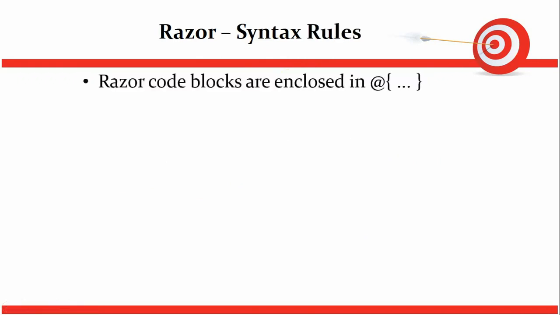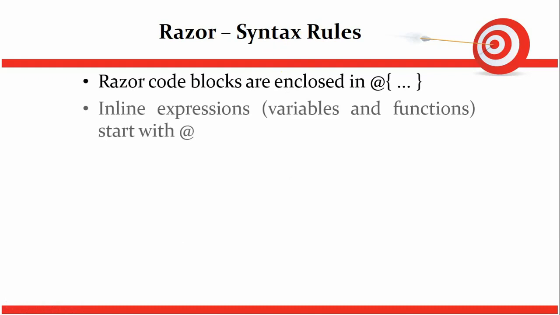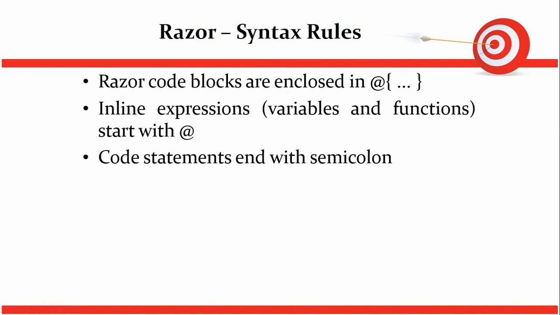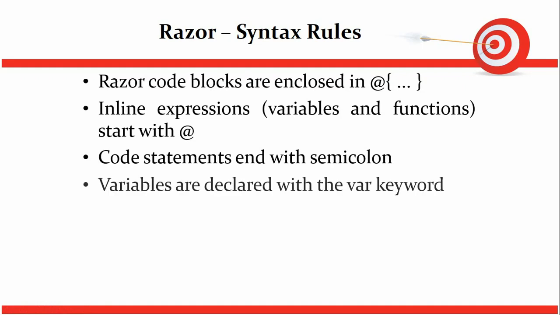Now, the rules of the syntax when you write. You can enclose these codes inside a bracket: start with the symbol at and put them inside a bracket. You can also write an inline expression in one line, as part of the program itself, by just putting at in front of it. You can use it for variables, functions, etc. Please remember that code statements end with a semicolon, because whatever you write inside Razor is basically C# code.